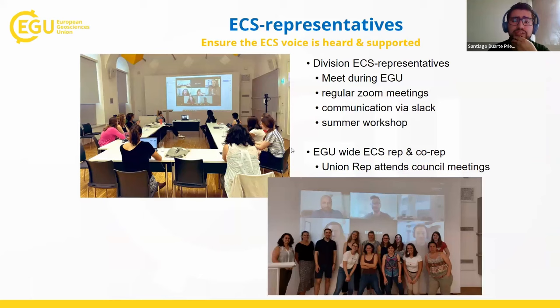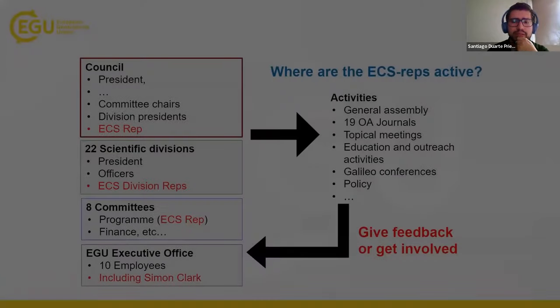There are also some meetings during EGU, and regular Zoom meetings. We are also in contact to get to know which advances we are making, and how we can spread communication about EGU, about the work, about meetings, about conferences. Some summer workshops are also organized. And there is also a union, a meeting of all early career scientist representatives, so they can ensure that when the General Assembly takes place, which is next week in April, they get the best of the time to get to the more important activities.